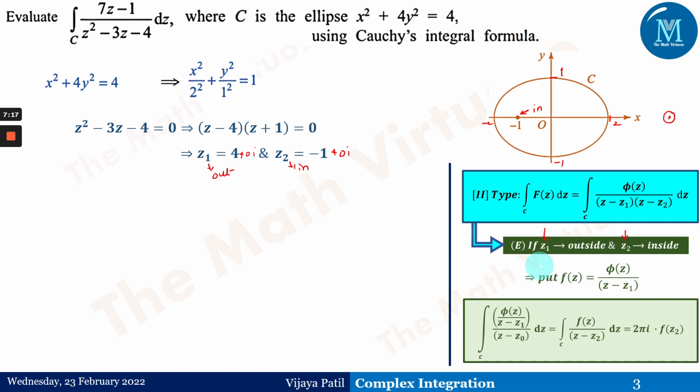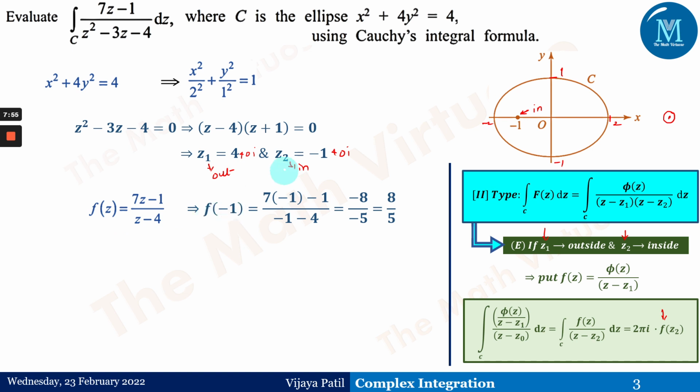You have to understand that the point which is outside, we have to club that with the numerator and form the function f of z, and you have to find out the value of that function at the point z2, which is the inside point. Now here in this case, we have got z1 is out, z2 is inside, the same way what we have been given here in the type 2 part E. So therefore f of z would be 7z minus 4 upon z minus 4, because this point z1, that is 4, is outside. So we are combining that z minus 4 with the numerator. We are going to get it as f of z.